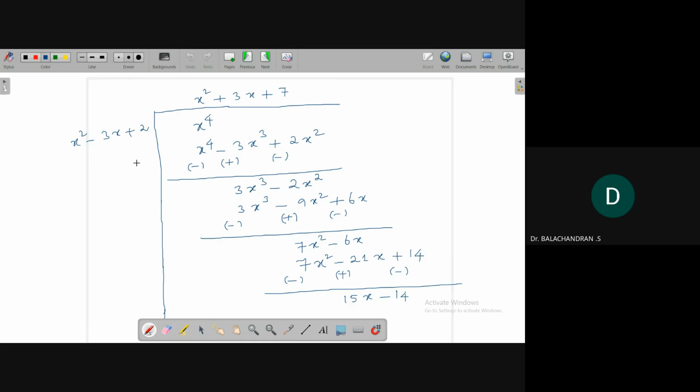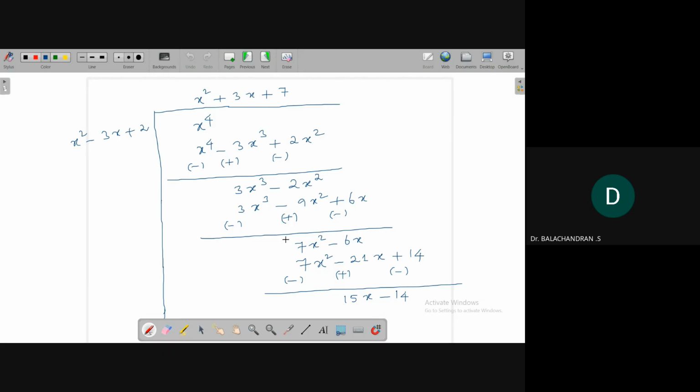Now next, here x square, here 3x cube. If I want to get 3x cube, I need to put 3x here. Then 3x into x square is 3x cube. So x square into 3x is 3x cube, and then minus 3x into plus 3x is minus 9x square, 2 into 3x is 6x. So minus, plus, minus. The 3x cube term gets cancelled. If you add these two, you get 7x square minus 6x.